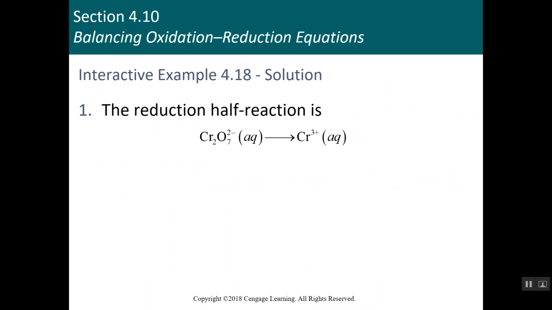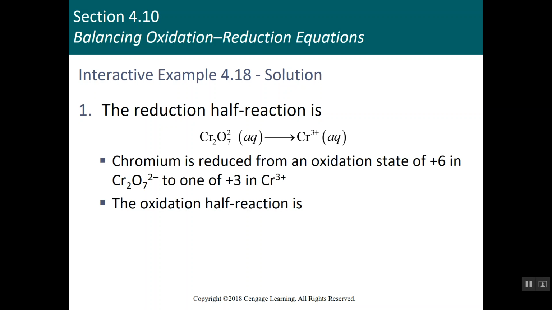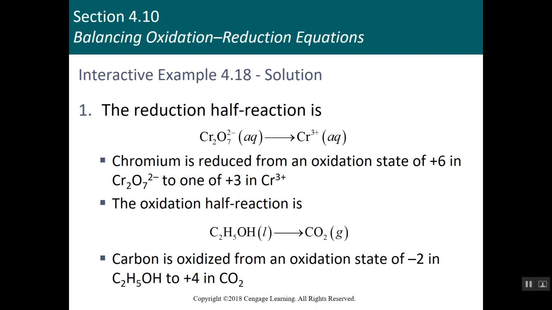The element that is reduced is the chromium, and we do have to leave it in its compound as we write reactants and products. Notice we have oxygens on the left-hand side, the reactant side, that we don't have on the product side. The other equation is the ethanol being oxidized to carbon dioxide. Notice that we have hydrogens on the left-hand side that we don't have on the right-hand side.